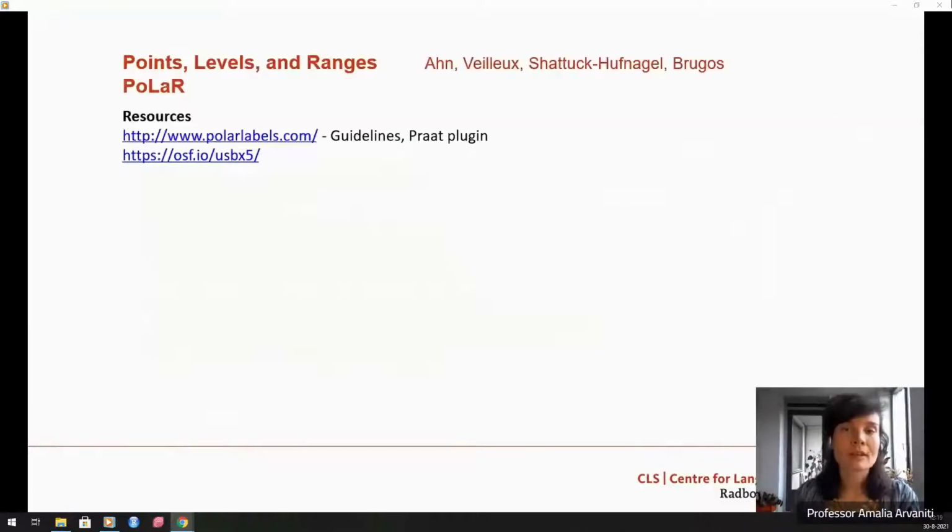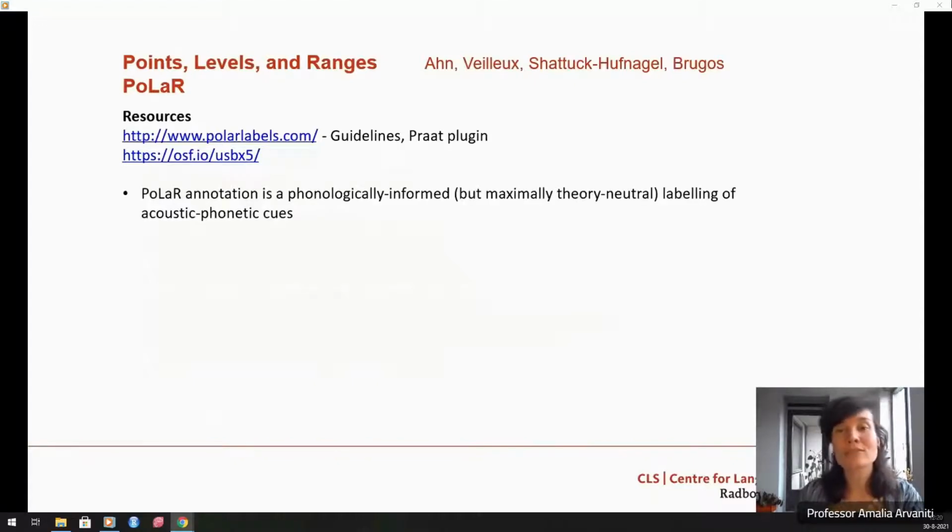Next up is POLAR. POLAR stands for points, levels, and ranges, and it's an annotation system for intonation developed by Byron Ahn, Nanette Veilleux, Stefanie Shattuck-Hufnagel, and Elena Brugos. They describe POLAR annotations as being phonologically informed labeling of acoustic phonetic cues that's not tied to any particular theory.